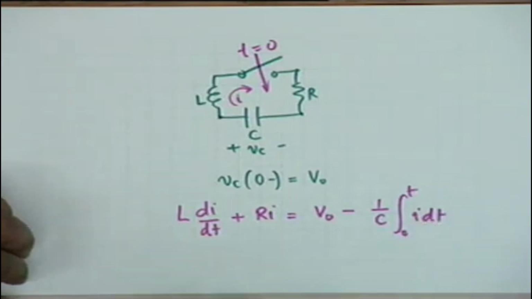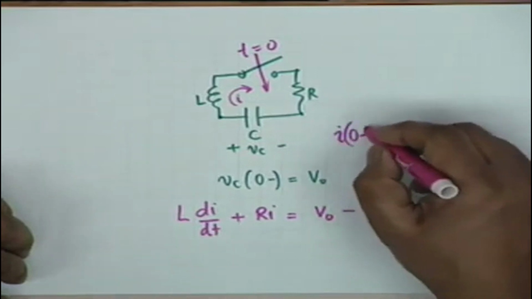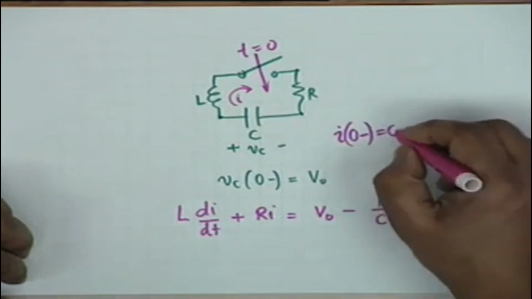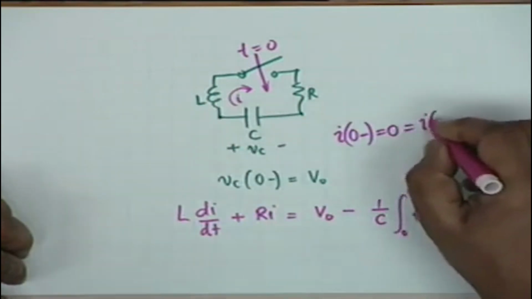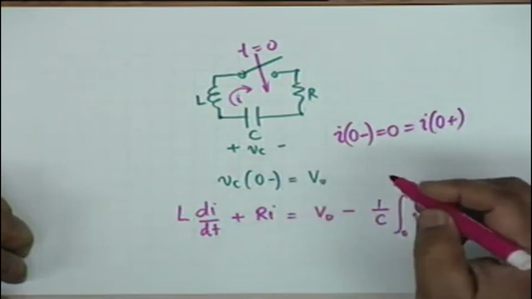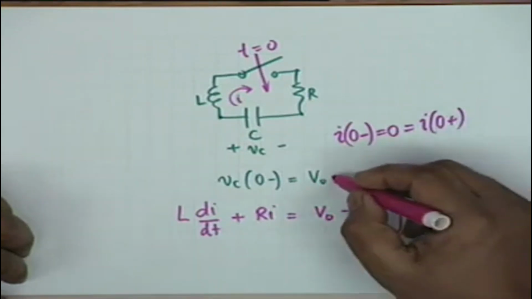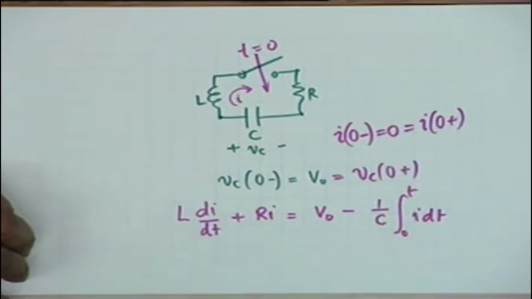with the initial conditions. What is the initial condition? I at 0 minus is equal to 0, and since this is a current through the inductance which cannot change instantaneously, I of 0 plus shall also be equal to 0. That is one initial condition, and the other is that V_C at 0 minus is equal to V0, which is equal to V_C at 0 plus. Alright, this is the other initial condition.